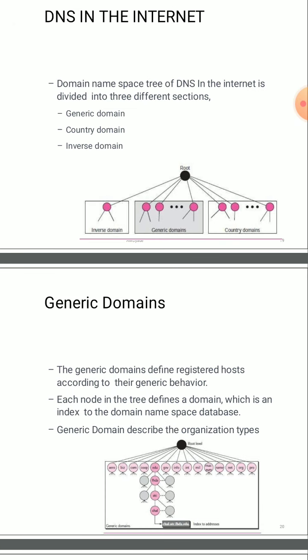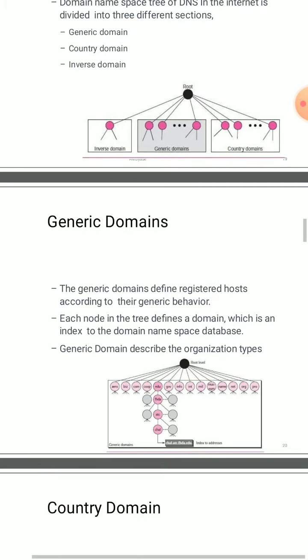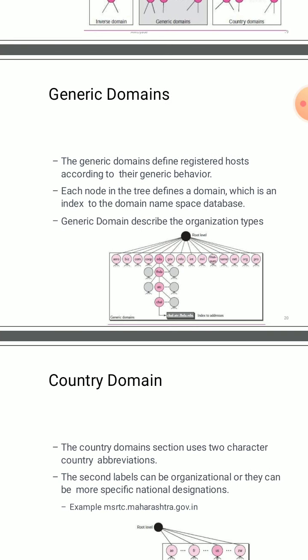So first we will discuss what the generic domain is. The generic domain defines registered hosts according to their generic behavior. Each node in the tree defines a domain, which is an index to the domain namespace database, and the generic domain defines the organization types.